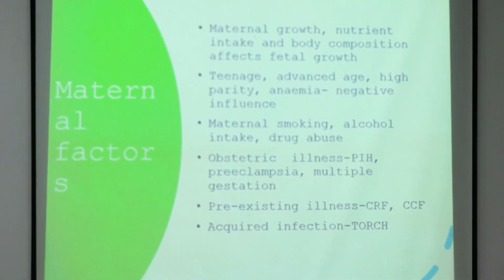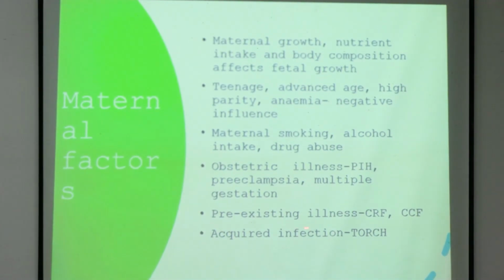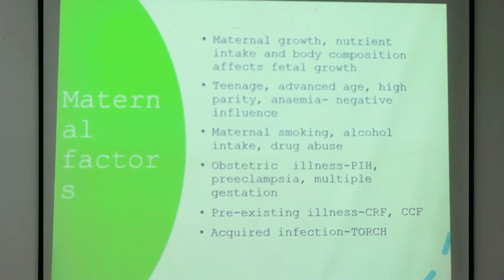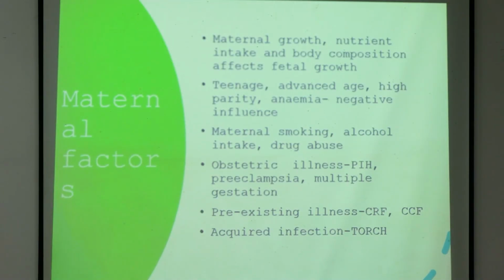These are the maternal factors that affect fetal growth. Of course, maternal drug abuse, smoking, alcohol intake, these will affect the fetal growth. Teenage, advanced age and high parity pregnancy, anemia, they have negative influence. If the mother has a pre-existing illness like chronic renal failure, congestive cardiac failure, that will affect pregnancy. TORCH infection will affect pregnancy once, but not in a recurrent manner.